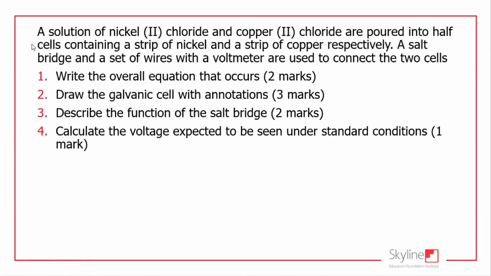So a solution of nickel 2 chloride and copper 2 chloride are poured into half cells containing a strip of nickel and a strip of copper respectively. Those are our electrodes. A salt bridge is set up and a set of wires with a voltmeter used to connect them. Write the overall equation that occurs. Draw the galvanic cell, so make a drawing and annotate the most important functions. Describe the function of the salt bridge and calculate the voltage.